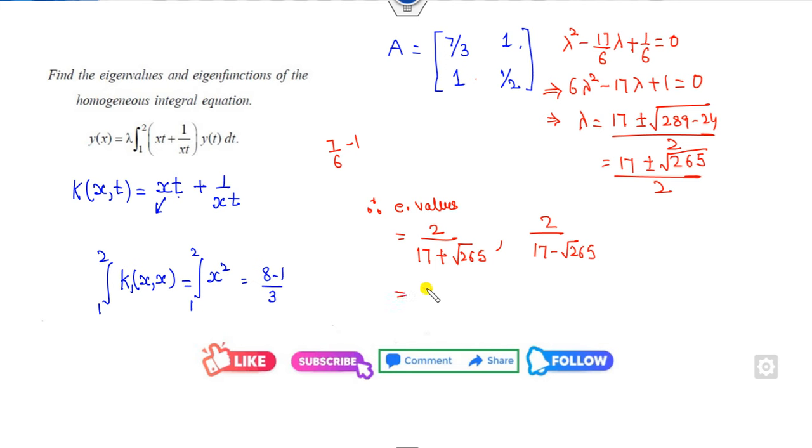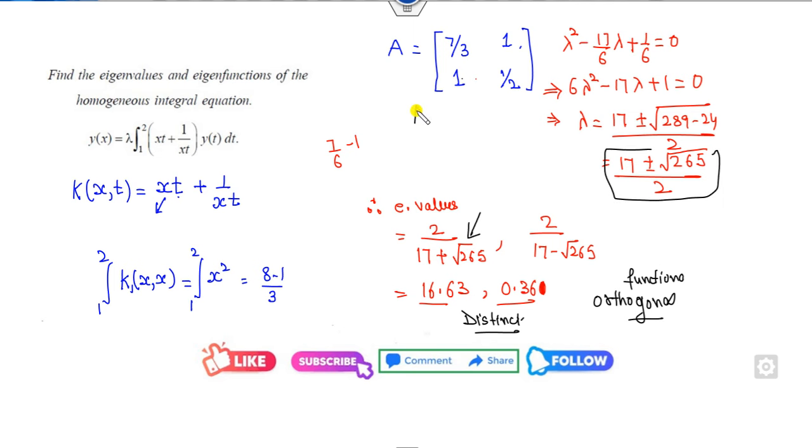So you can use your calculator. This value will be 16.63 and this value will be 0.360361. Since both the eigenvalues are distinct, fine, the eigenfunctions you can find easily, which are orthogonal to each other. So you can find one eigenfunction by taking the eigenvalue, and you can write it as A minus lambda I.